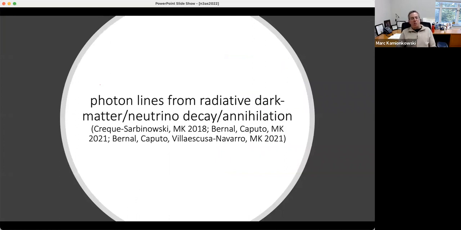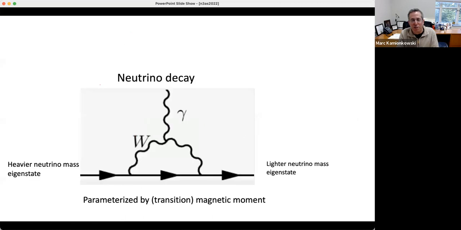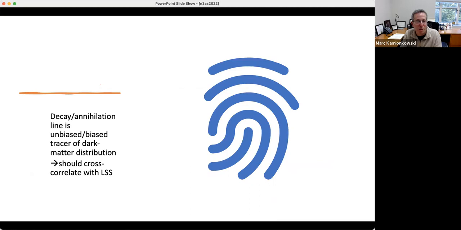The other thing is you can also use line intensity mapping to look for other aspects of new physics, in particular dark matter decay, for example axion decay to two photons, and also neutrino decays. So an axion decays to 2 photons. Beyond the standard model, you can have a heavier neutrino mass eigenstate decay to a lighter neutrino mass eigenstate through a transition magnetic moment that is mediated not by the standard model W, but perhaps by some new supersymmetric particle, and have it decay on a time scale relevant for cosmological observations.